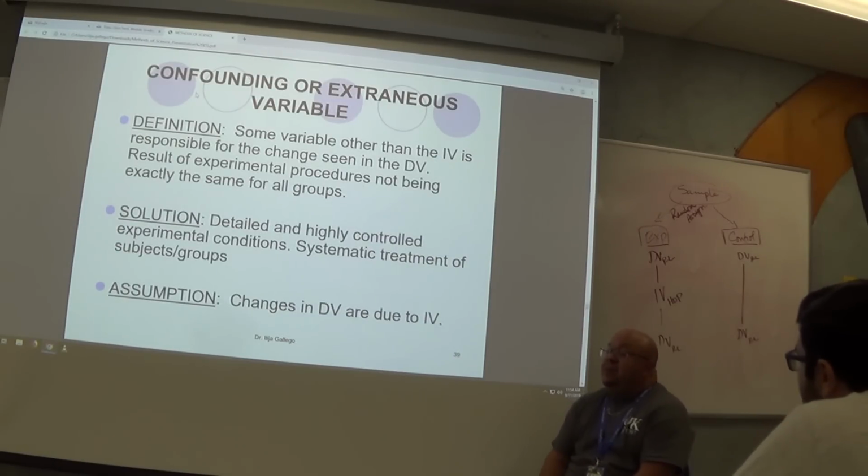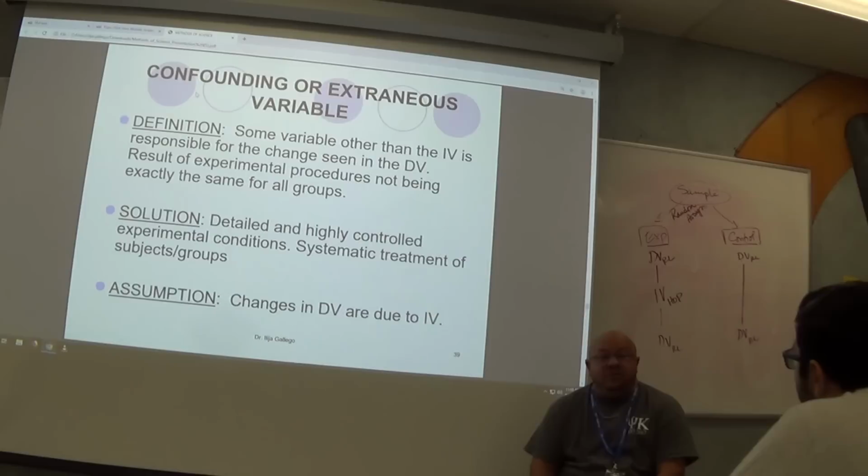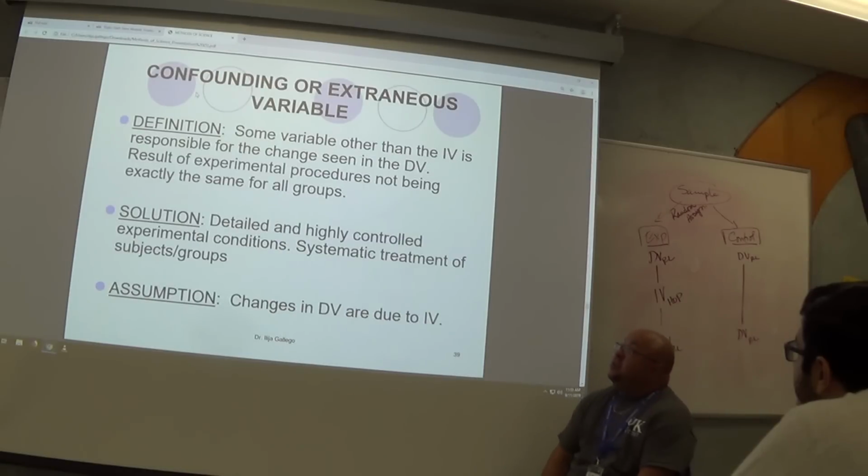So a confounding or extraneous variable, either one, whatever you want to call it, is something that you do during the study, you the experimenter, something that you do to treat the groups differently. You didn't mean to, but you did. And as a result, there is an error in your results. So it's a bias, right? A confounding or extraneous variable causes error.